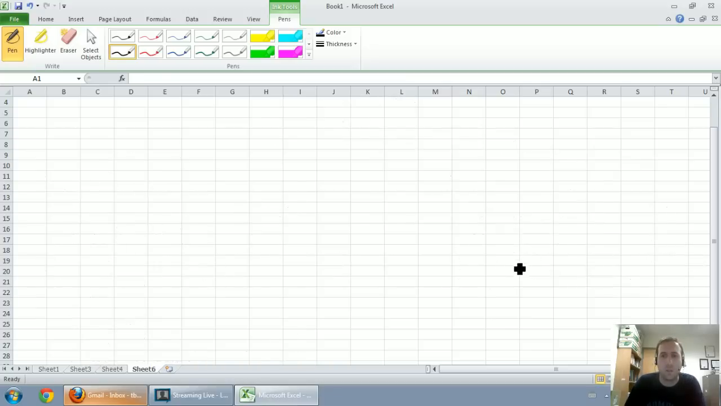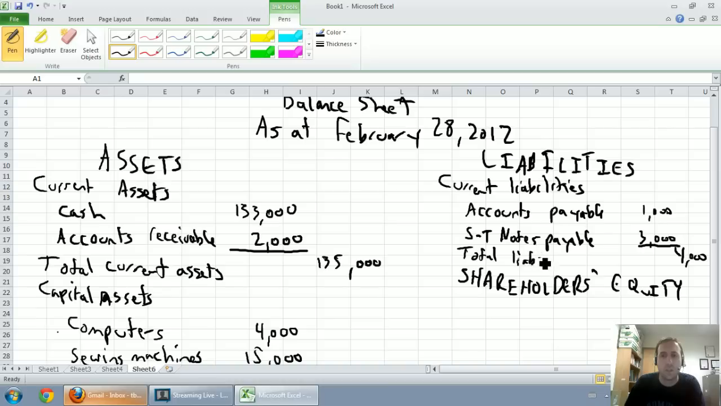So our total liabilities. Now, interestingly, this is not just our total current liabilities, it's our total liabilities overall. So I don't have to write total current and total liabilities. If the titles are redundant, just write the main one. And in this case, our total liabilities are $4,000. On to shareholders' equity, and then we'll be done here.